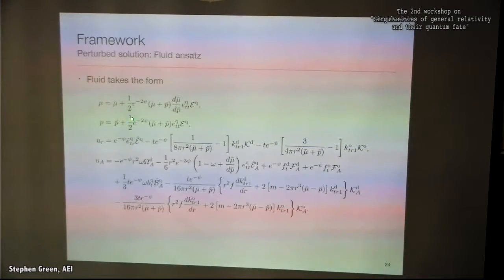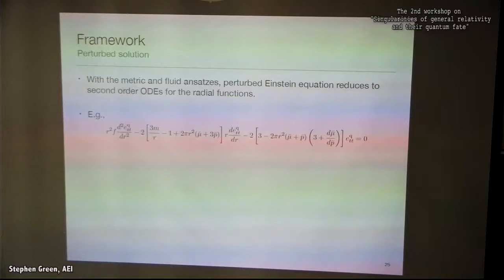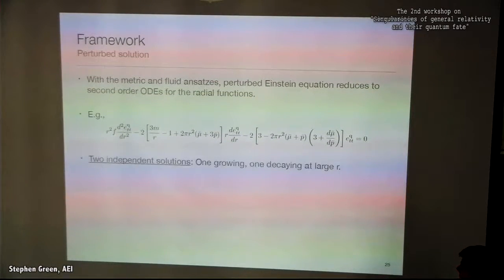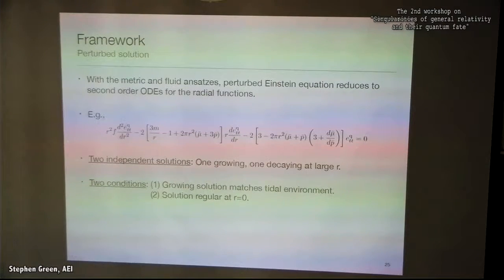When we do that, the fluid takes this kind of ugly form. So we have the mu, the p, the ur, and the ua, all expressed in terms of these same quantities, these ETTQs and so on of the metric. We can then just plug that into the Einstein equation, and then we get the second order ordinary differential equations for all of the radial functions. So all that messy stuff reduces to the fact that we can just solve these second order ODEs. And when you have a second order ODE, it means you're going to have two independent solutions, and one of them is growing and one of them is decaying at large r is what you find. So this growing solution, that's what corresponds to the applied tidal field, and the decaying solution is the one that corresponds to the tidal response.